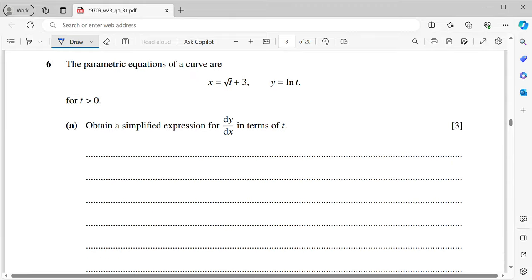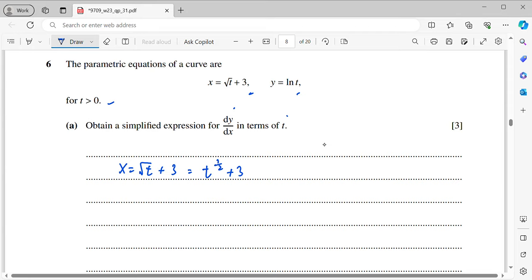Okay, question number 6. The parametric equations of a curve are x equals square root t plus 3 and y equals ln t, where t is greater than 0. Find a simplified expression for dy/dx in terms of t. So now your x is square root t plus 3. So this square root I can change to t to the power of half plus 3.